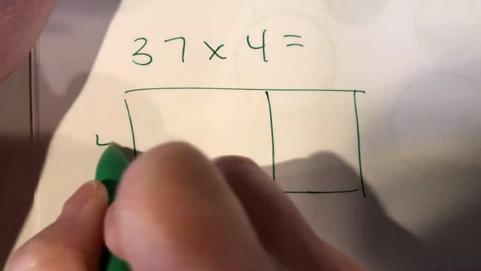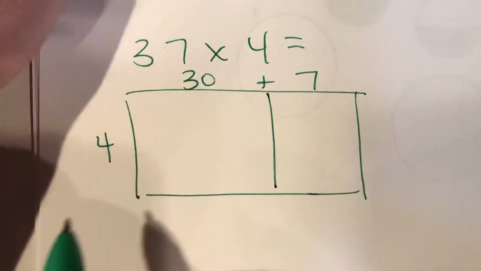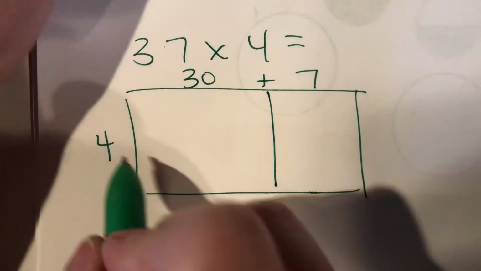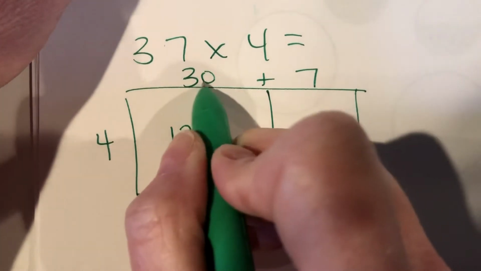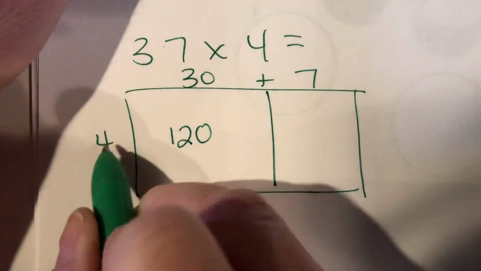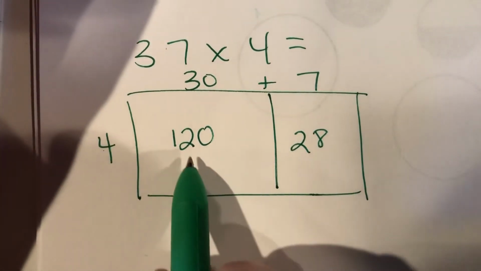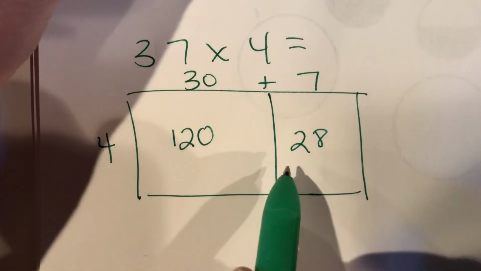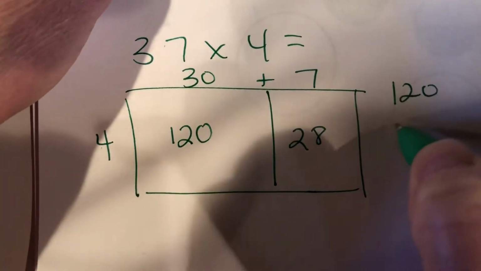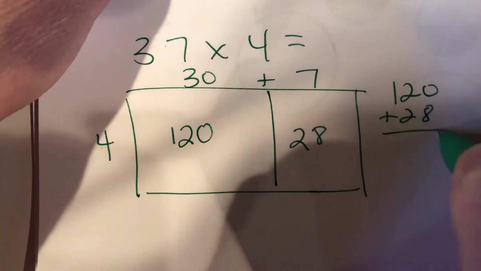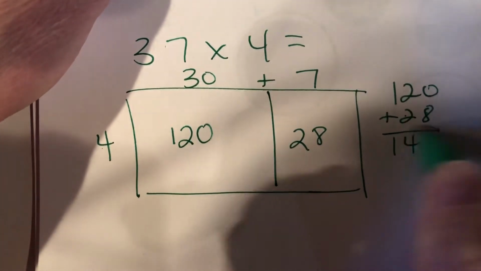All right, I would put my 4 along the side, and across the top, I'm going to break up 37 into 30 plus 7. So 4 times 30, well, 4 times 3 is 12, times another 10 would be 120, and 4 times 7 is 28. Now, maybe you're like, well, I know that 120 plus 28 is 148. Great, that's your answer. It's 148. If you wanted to set it up in that standard algorithm, you're more than welcome to. 0 plus 8 is 8, 2 plus 2 is 4, and 1 plus nothing is 1.